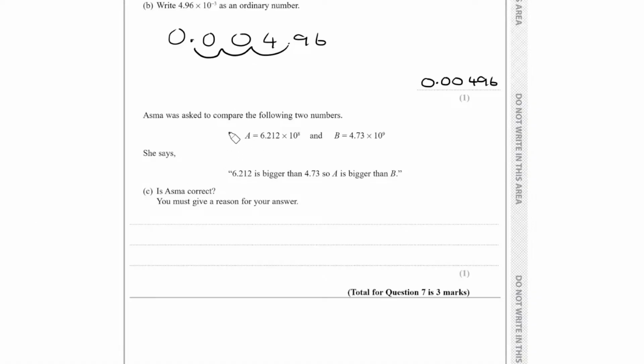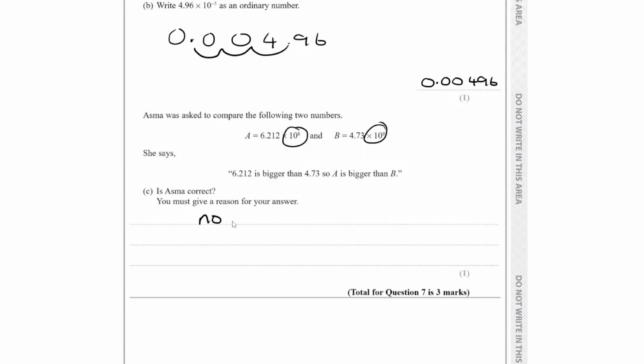So for part C, we've got Asma was asked to compare the following two numbers. So we've got A is 6.212 times 10 to the power of 8, and B is 4.73 times 10 to the power of 9. She says 6.212 is bigger than 4.73, so therefore A as a whole number is bigger than B as a whole number. Is Asma correct? Well, technically no, right? She's not correct. No, because if you were to convert them to ordinary numbers, the second one would be bigger, wouldn't it?